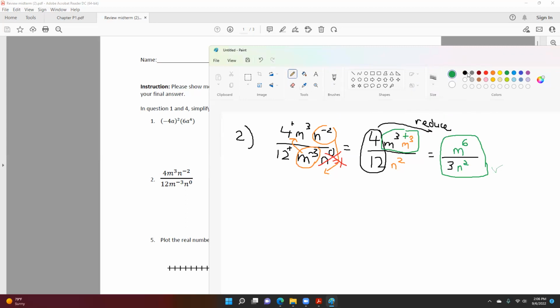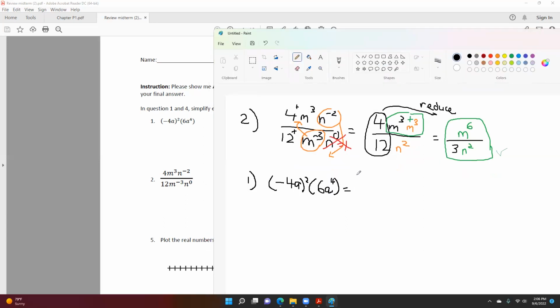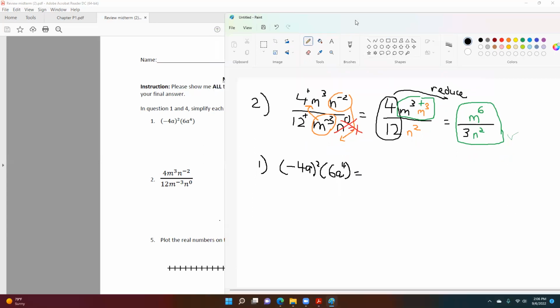Okay, let's look back at question 1. -4a squared times 6a to the 4. Oh, by the way, class, is this the only way to do this kind of questions? The answer is no. There are a lot of ways to do this kind of questions, but your answer is only one answer. Okay, so there are multiple ways. I got students doing another way to do it. As long as you get the same answer, you're good.